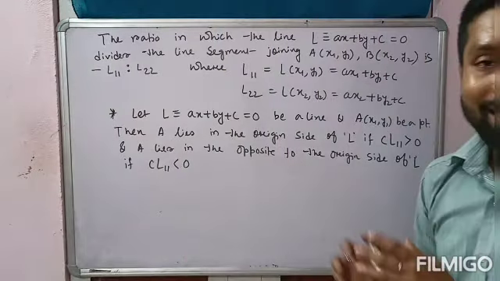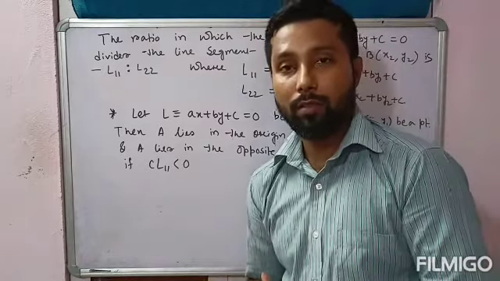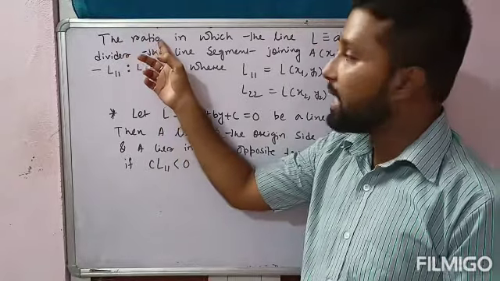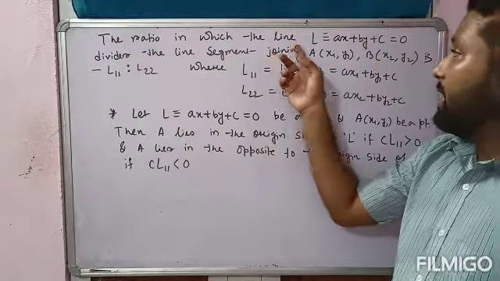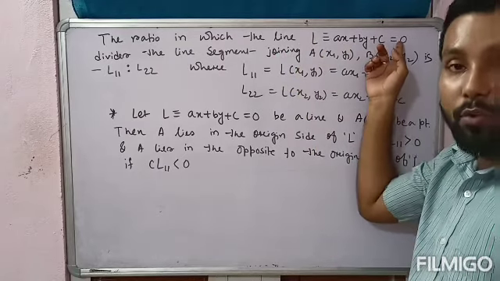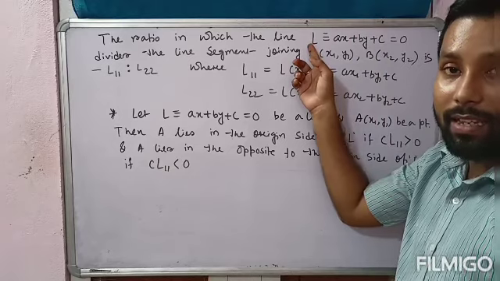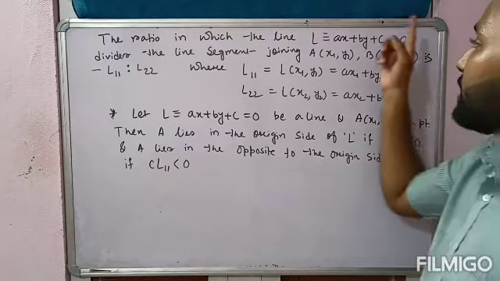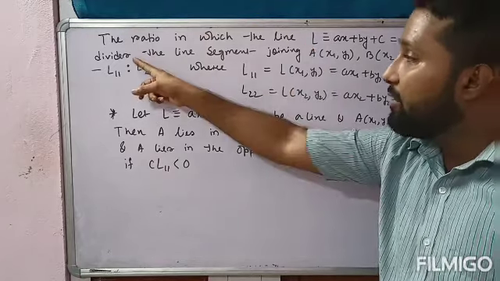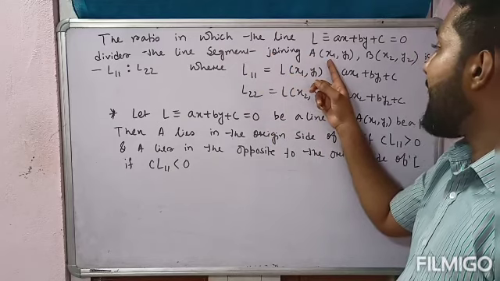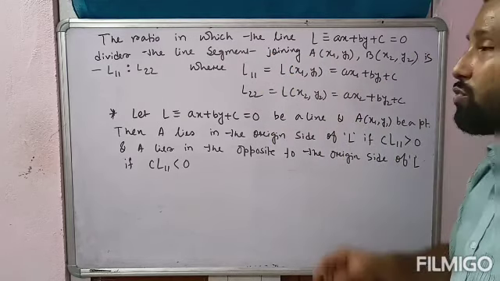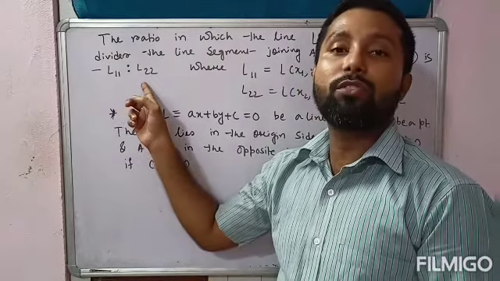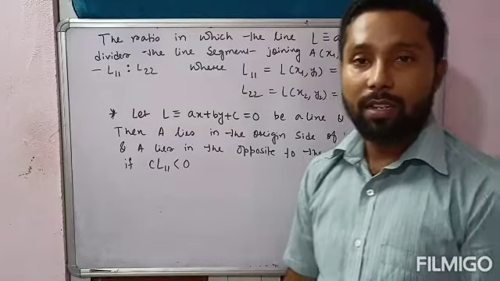So now look at the next point, next formula, which is required for only objective purpose. So the ratio in which the line ax plus by plus c equal to 0, which is denoted by L, the ratio in which the line ax plus by plus c equal to 0, which is denoted by L, divides the line segment joining A(x1, y1) and B(x2, y2) is minus L11 is to L22. Okay, this is the shortcut formula.